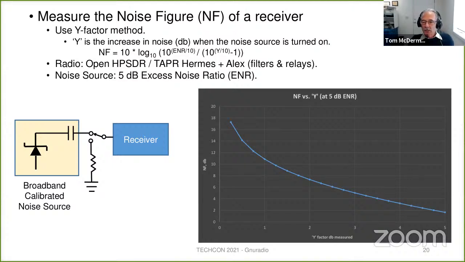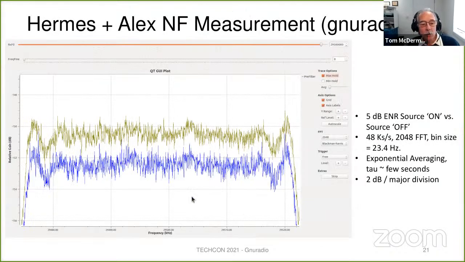So this is the resultant flow graph from GNU Radio. And in the blue, you can see the noise coming out of the receiver when that noise source is turned off. And the gold is the noise coming out when it's turned on. So I stored the gold using the max hold option. So this isn't really quite the average. It's slightly higher than the average, but it's close. So this is the spectrum going from minus 24 kilohertz to plus 24. The center frequency is 29.5 megahertz. So this is at the top of the 10-meter band.